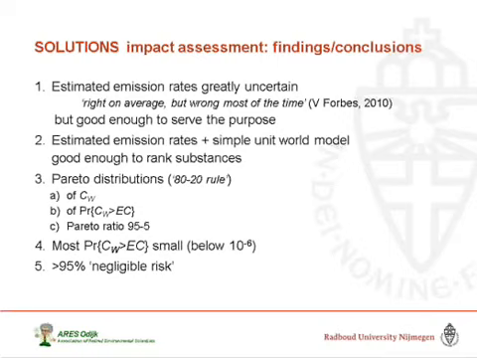Well, this is kind of crude. There's all sorts of Pareto ratios to be found. In this particular case, we found that over 95%, usually 99% of the total impact is caused by only 5 and sometimes even less than 1% of the chemicals. Most of them being below 10 to the minus 6, meaning that this is better than negligible risk for most of the chemicals.